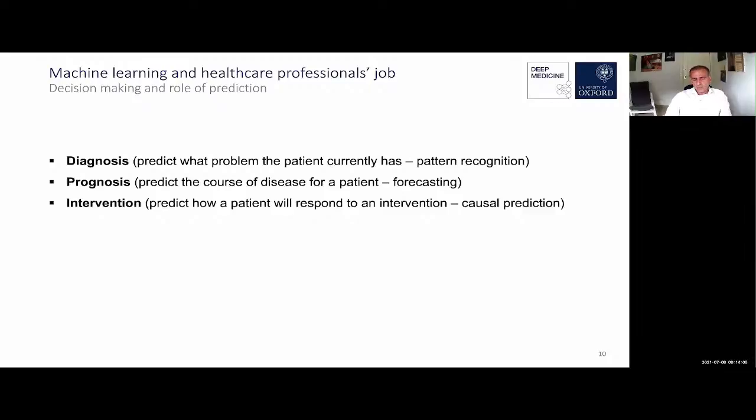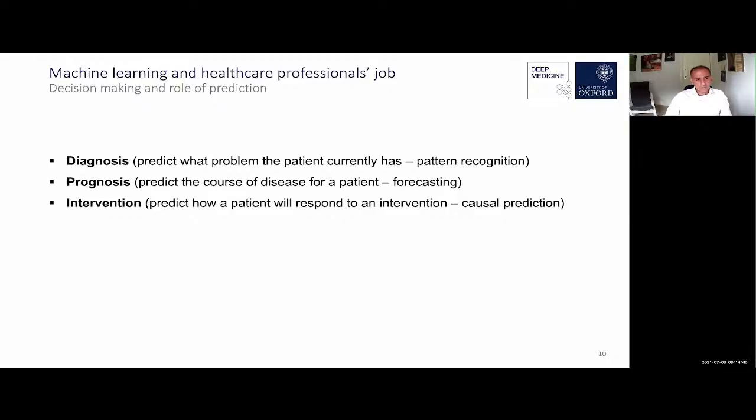In order to understand what the potential role of digital health might be, it is perhaps best to look at a healthcare professional's job and how they make decisions. I tend to conceptually divide the work of healthcare professionals into three types of activities. One of the main activities is to make a diagnosis. If one tries to explain what that is, it is in a sense an act of predicting what the problem is that the patient presents with. So in other words, this is a kind of pattern recognition.